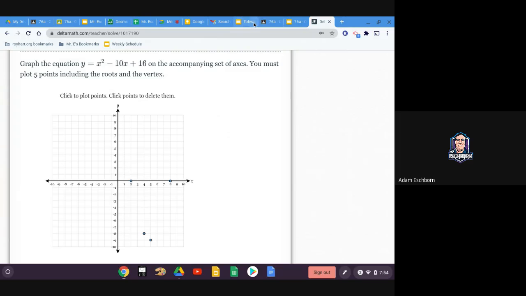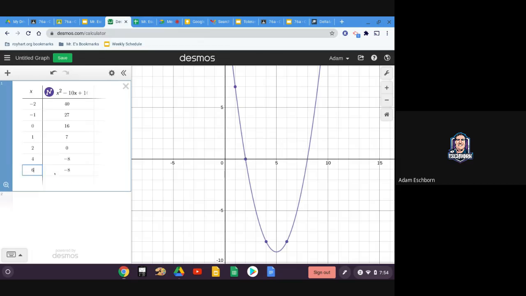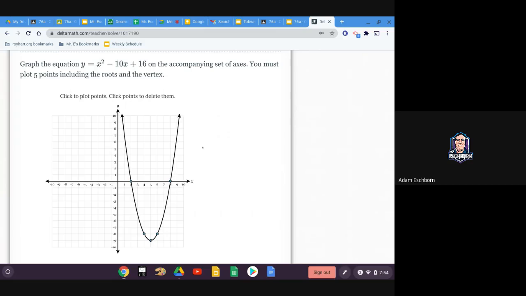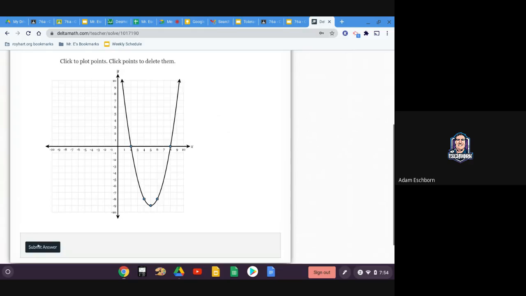Remember, we said these are symmetrical, so if I know this point and I know this point, I could just go like this and say that's also a point, right? Because I know that's the vertex, so if there's a point up 1 and to the left of the vertex, there'd also be one up and to the right. Let's confirm that 6, negative 8. Is that a point? Yes, it is. Cool. So in Delta Math, they just want you to graph it like that and then submit.